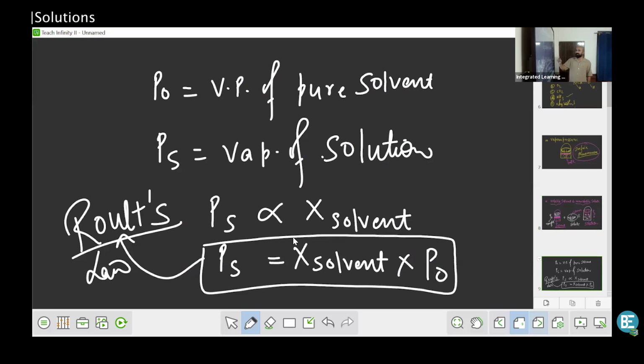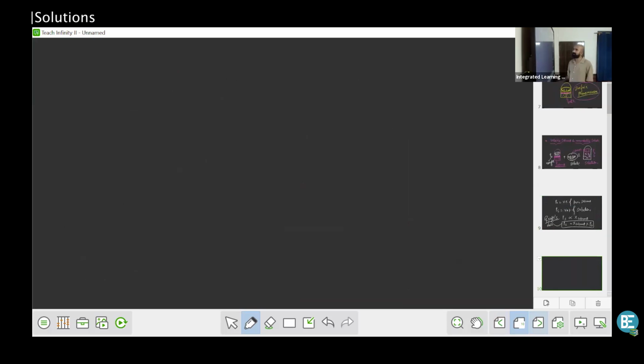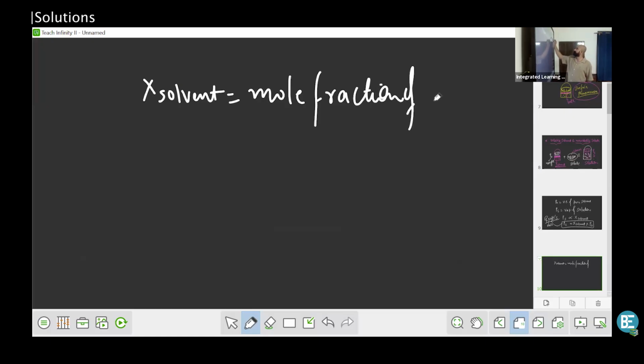Okay. So write down the value of X. X solvent is mole fraction of solvent in liquid state. This is Raoult's law. Write down a statement of Raoult's law.